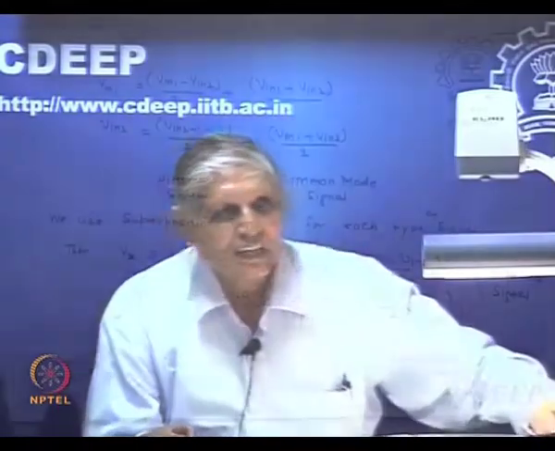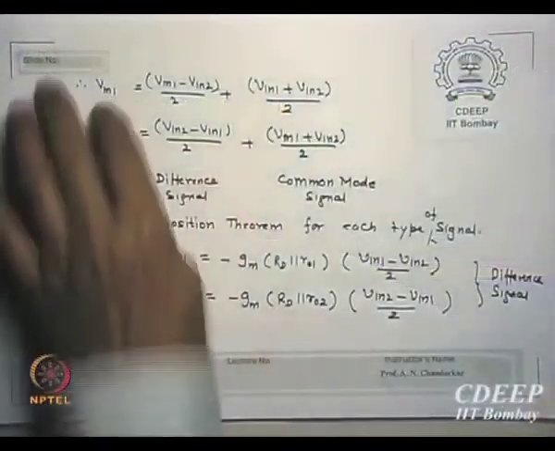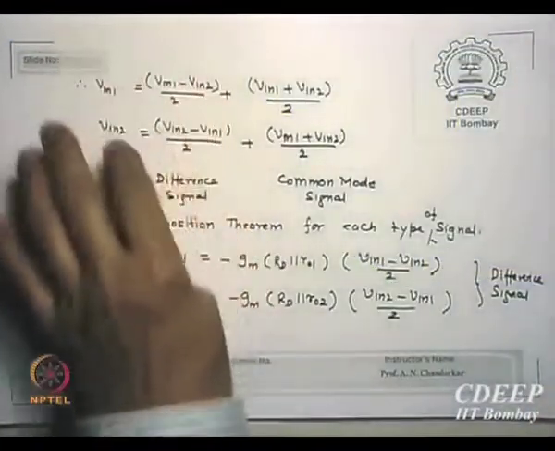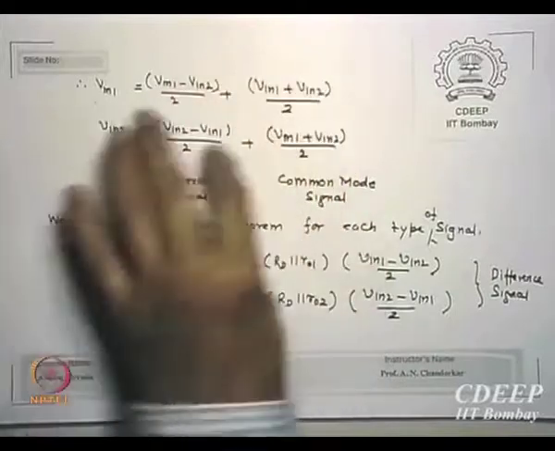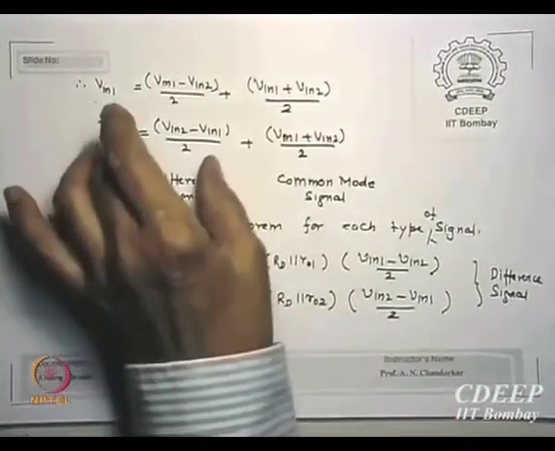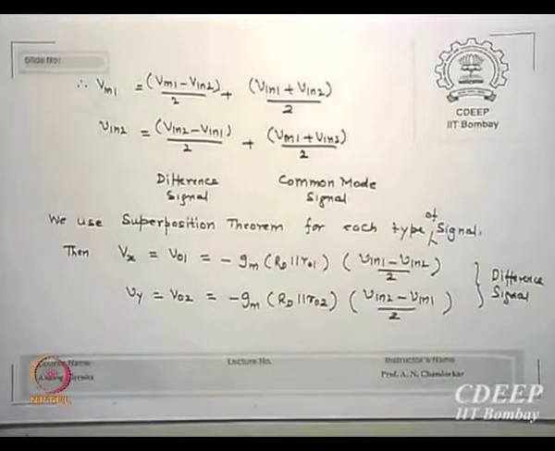So now we say, please remember, I can rewrite V in 1 as V in 1 minus V in 2 plus V in 1 plus V in 2 by 2. So this is my difference signal, this is my common mode signal. Now what can we do? We will find the gain for the difference signal and apply superposition, find the gain for the common mode and then sum the gains.